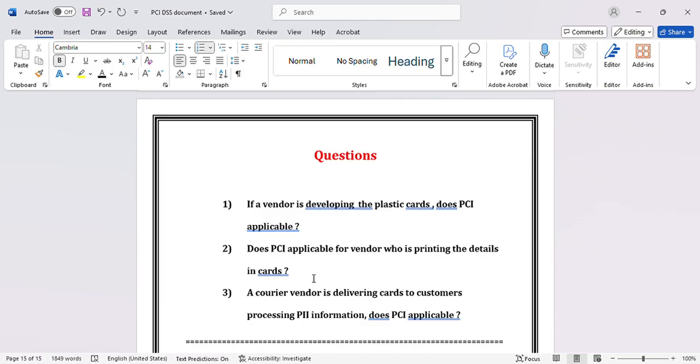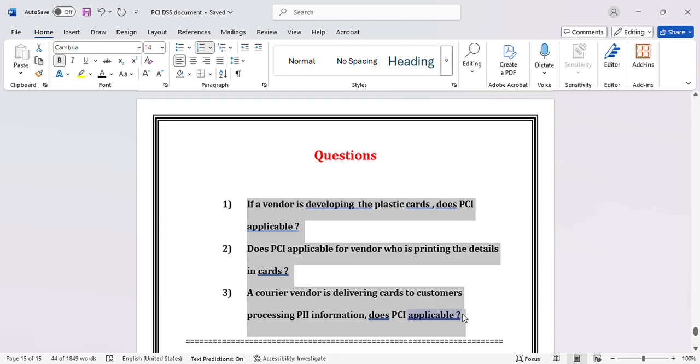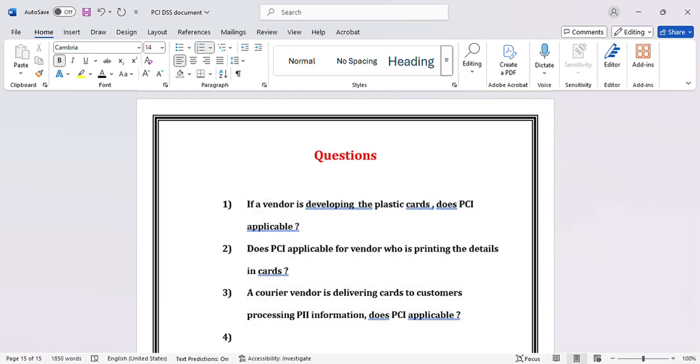Great. Next question: a courier vendor is delivering cards to customers, processing PII information. Is PCI applicable? For example, DTDC generally provides delivery courier services to SBI, and you are the customer. DTDC requires PII information, that this card belongs to XYZ with certain contact numbers and address details. So it is PII processing in that case. My question is, does DTDC require PCI compliance or not? These questions look very confusing, that's why I thought I should mention them here. You can provide your answer in the chat box.